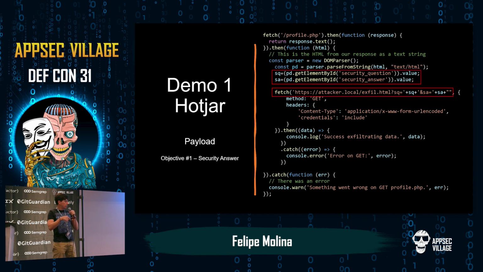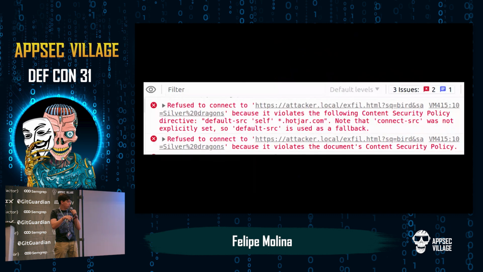Okay, this is the payload. Now, don't pay much attention to the mumbo jumbo. Just focus on those parts: security question and answer, getting exfiltrated to the attacker.local domain. But of course, due to the content policy that has been implemented, if we try to fetch this and send out this information, you would get the following error thanks to the CSP, which is good, no? But you as an attacker, you know that they are allowing Hotjar here.